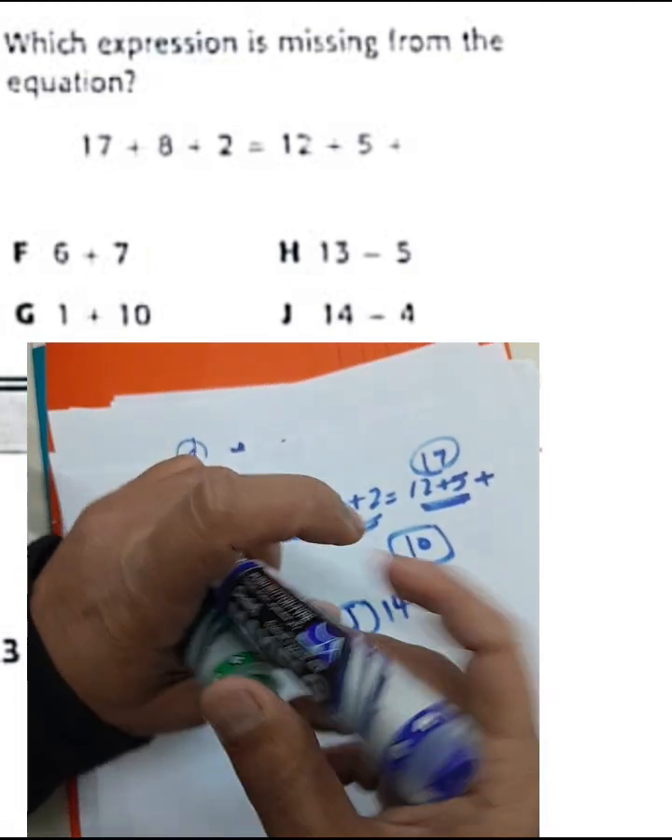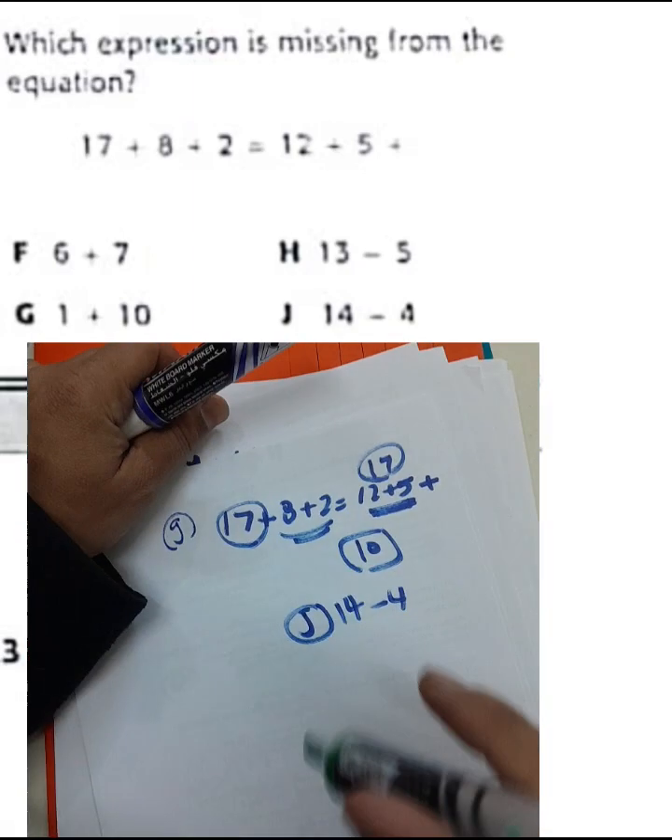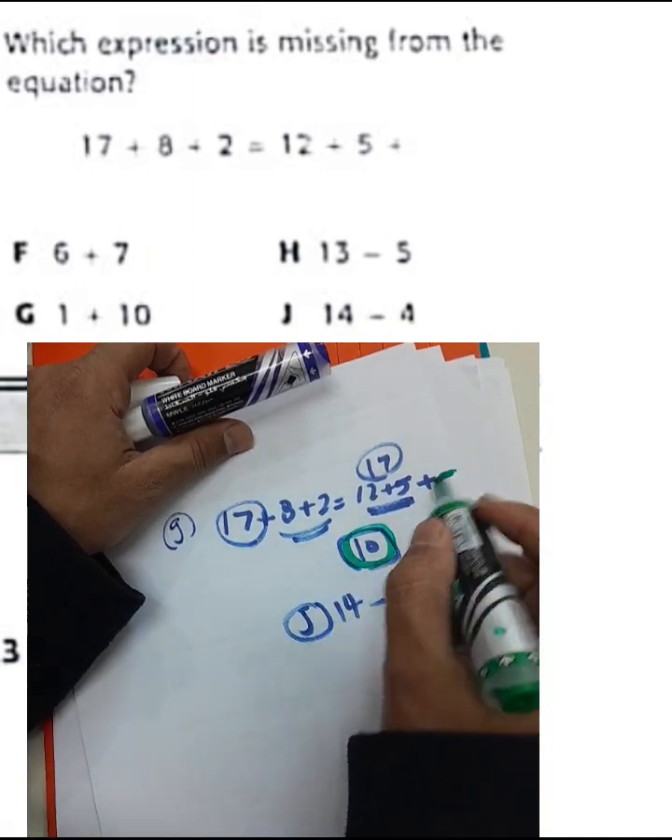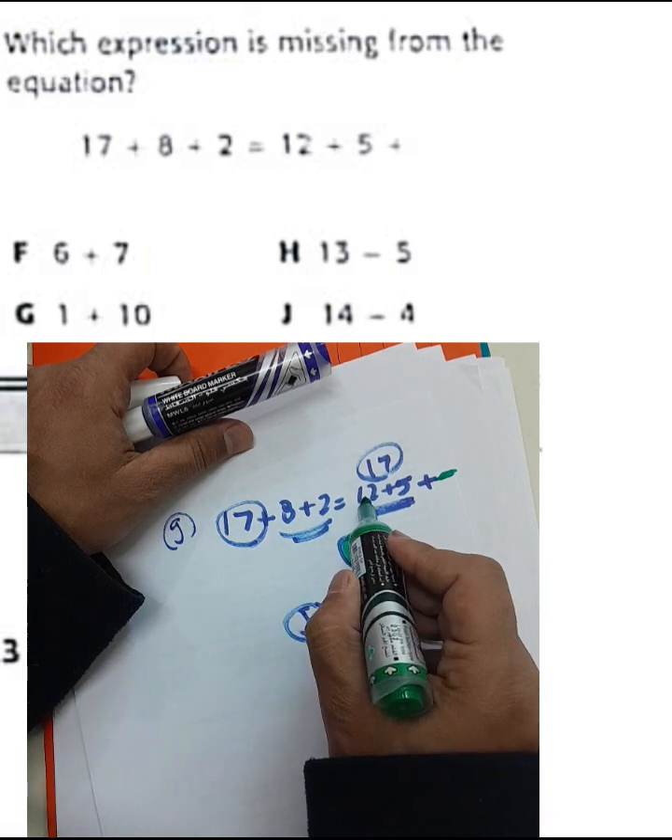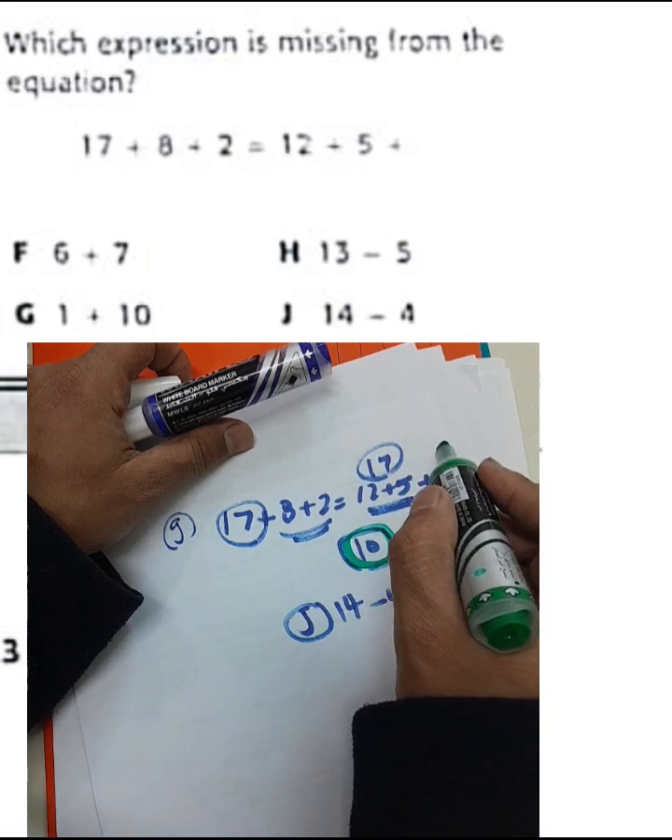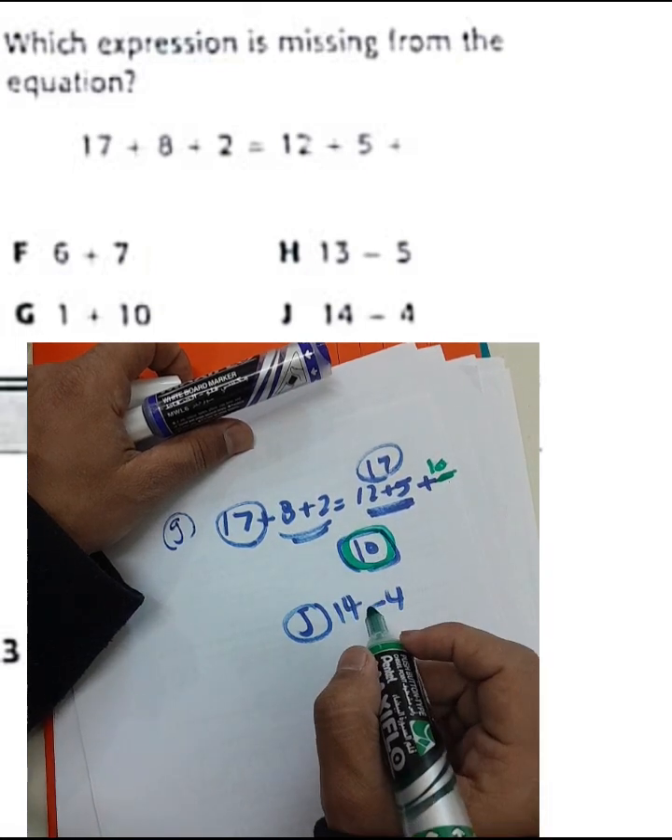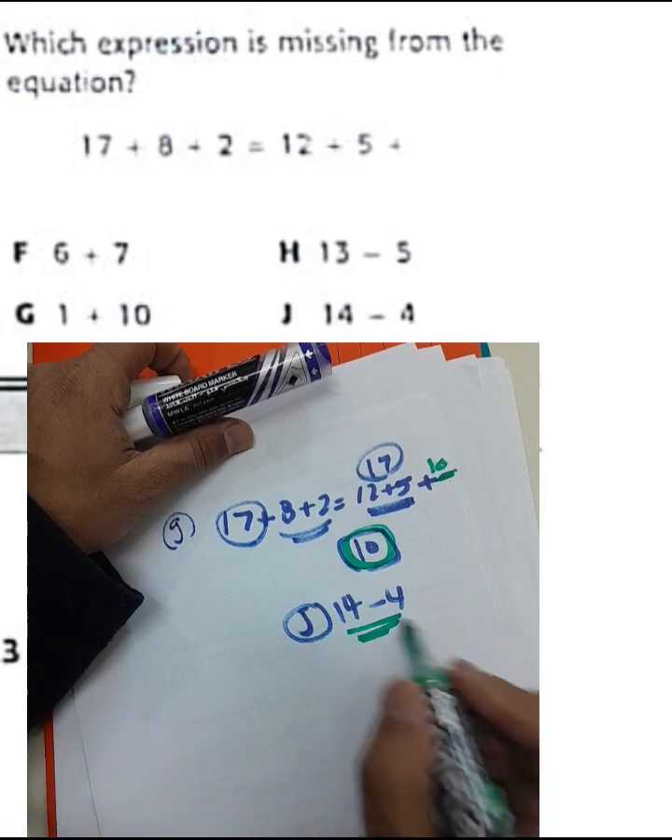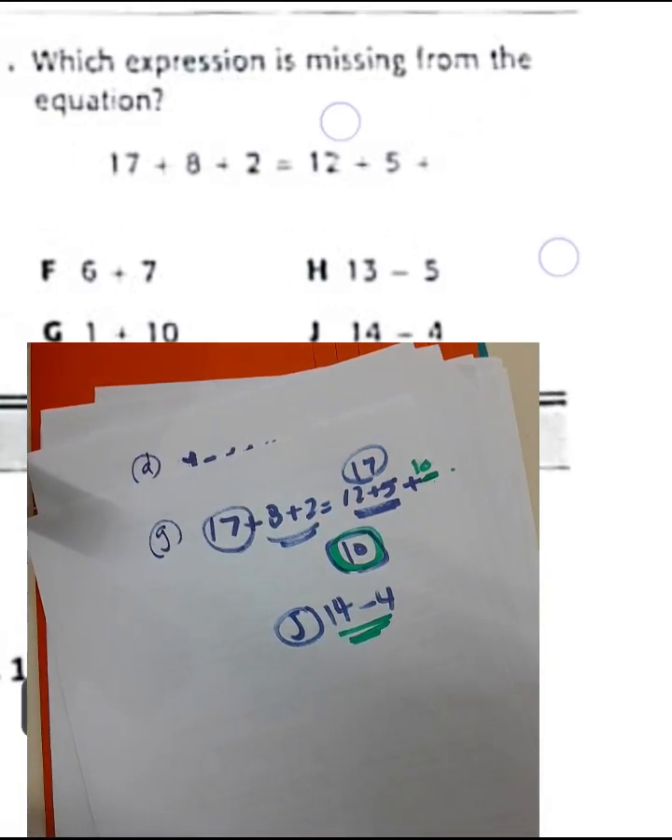Understood? Again, in this example, we have this space: 17 plus 8 plus 2 equals 12 plus 5 plus a space. We must write 10, but 10 isn't listed as a choice. You must choose 14 minus 4, because 14 minus 4 is equal to 10.